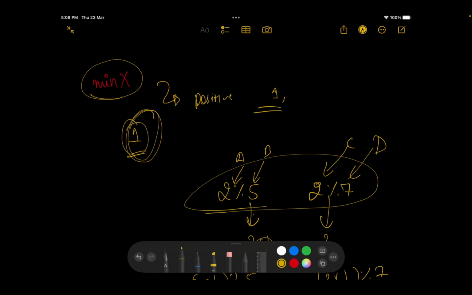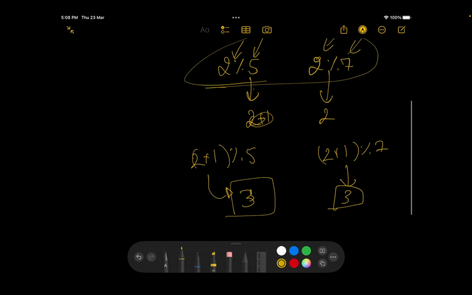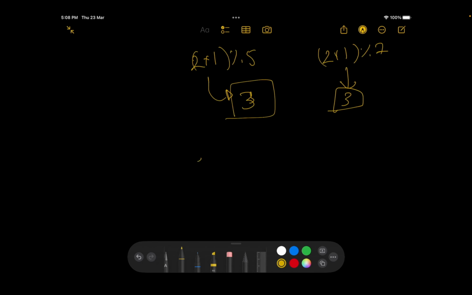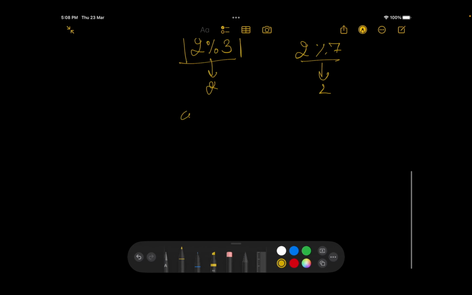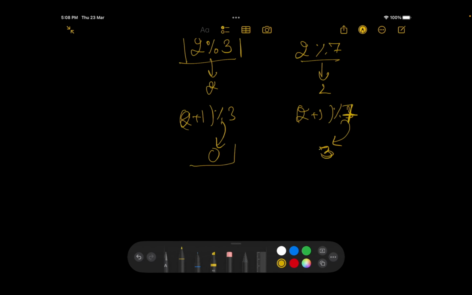But would 1 always be an answer? When would it be the case that 1 is not your answer? Let's check that also. Let's say the number I had over here was 2 mod 3, and the other number was 2 mod 7 as it was earlier. Now 2 mod 3 is 2, 2 mod 7 is also 2, but if I now add a 1 to it, this becomes (2 plus 1) mod 3, that is actually 0, and (2 plus 1) mod 7, that is actually 3. So now these don't become equal.